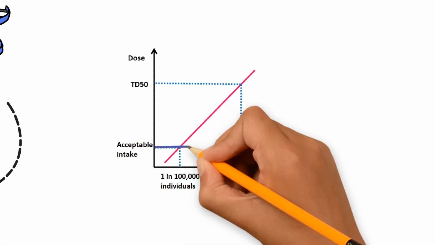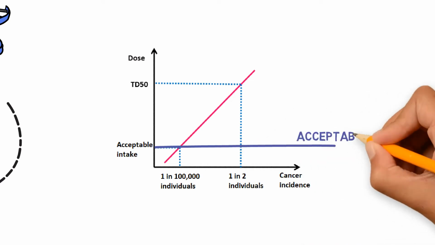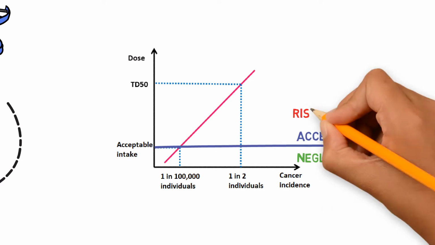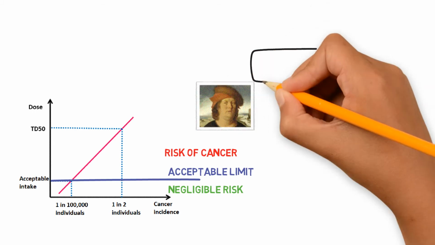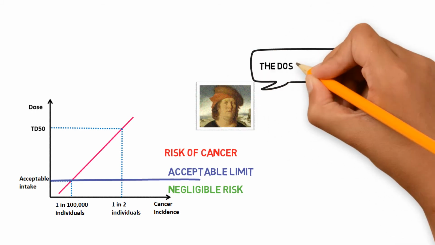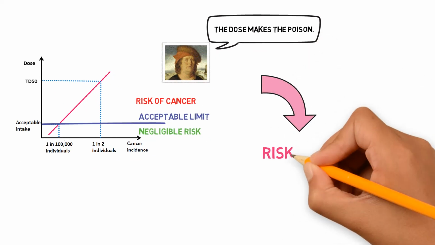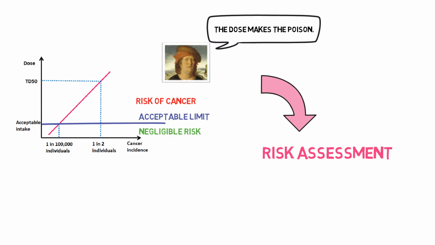So if the amounts are too low, below the level considered acceptable, the risk caused by the impurities is negligible. Hence, they are not of concern. Paracelsus once said, all substances can be considered toxic or safe. The dose makes the poison. This is why we do the risk assessment, to understand in which levels impurities are found and if those levels are above or below the safe limit.